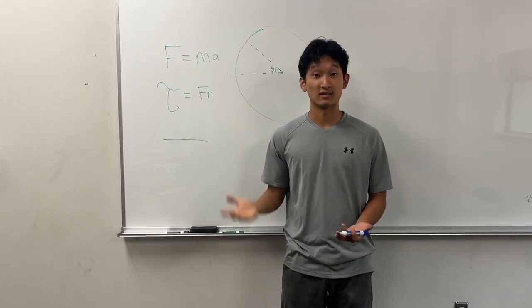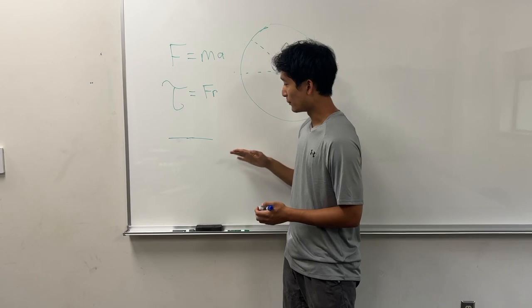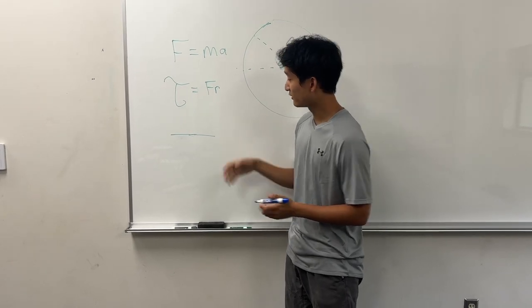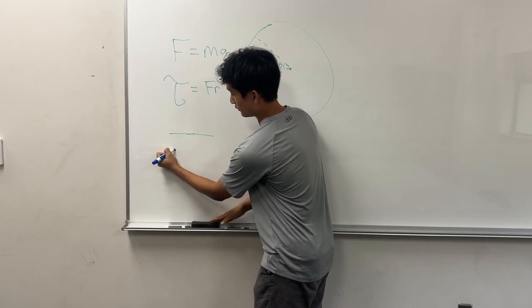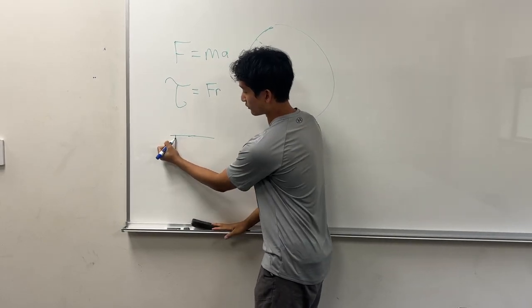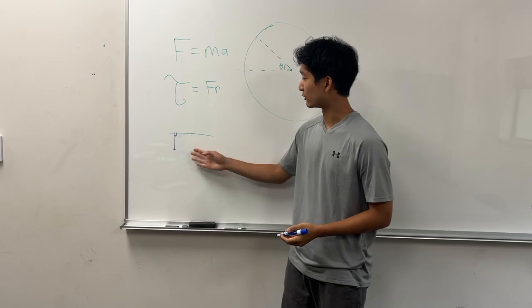Now, what exactly does the lever arm mean? It's the perpendicular distance from the axis of rotation to a line of action. And we see here that it makes a right angle.